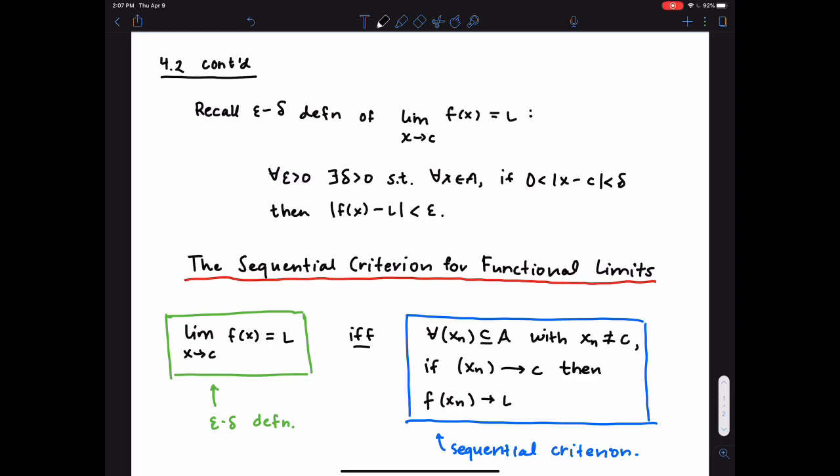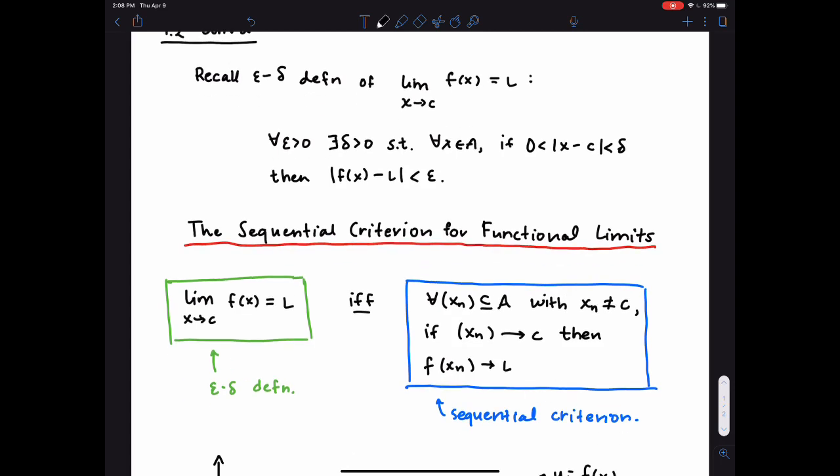But now we're going to take a look at how that definition is actually equivalent to sequences, and then we'll have an alternative way of thinking about limits of functions in a context that's more familiar for us in this course. So the sequential criterion for functional limits, I'll write it here again, is that the limit as x goes to c of f of x equals L, if and only if, no matter what sequence you pick, with xn not equal to c itself, meaning you have a path of approach toward c, if you know that xn converges to c, then f of xn should go to L.